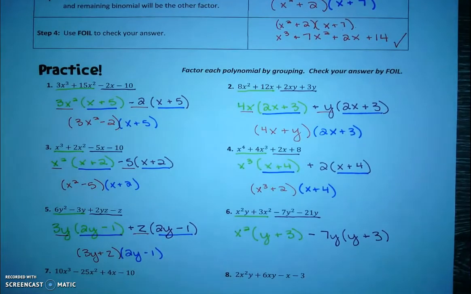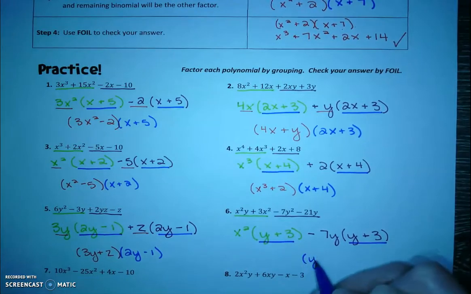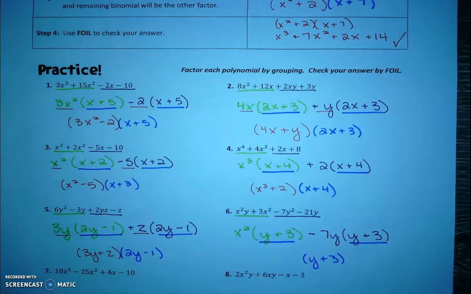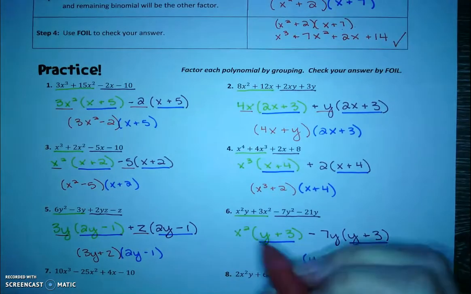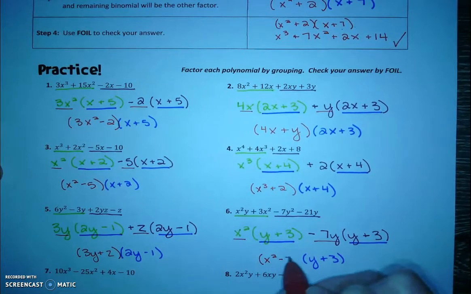I see that y plus 3 is the thing that they have in common, so that's going to be one part of my answer. And then that second part of the answer is the GCF, so x squared minus 7y.